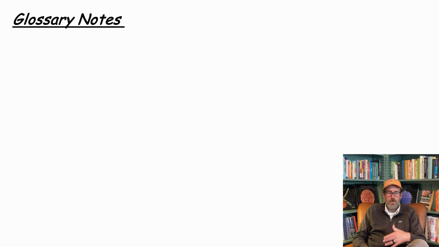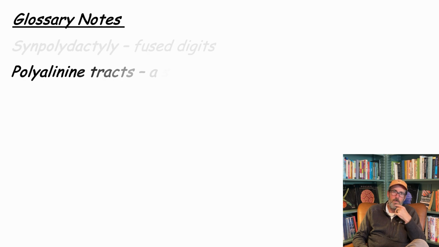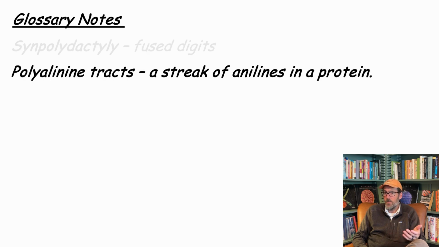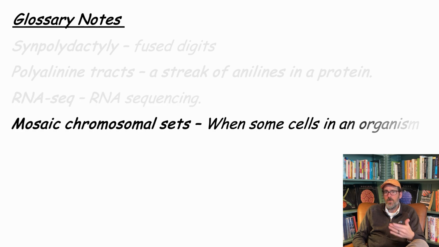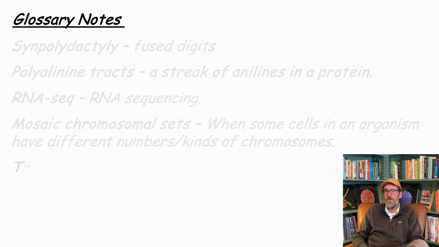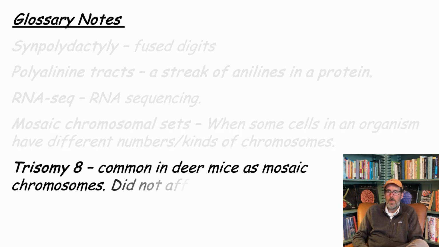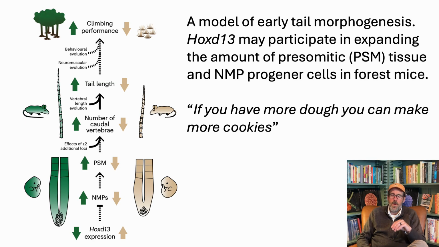So a last glossary note slide, and then we'll have one last figure before we're done. Syn polydactyly is just fused digits. Polyalanine tracks are a streak of alanines in a protein. RNA-seq is RNA sequencing. Mosaic chromosome sets are when some cells in an organism have a different number or kind of chromosomes. Trisomy 8, and that's common in deer mice as mosaic chromosomes, and it didn't seem to affect these mice in their study.